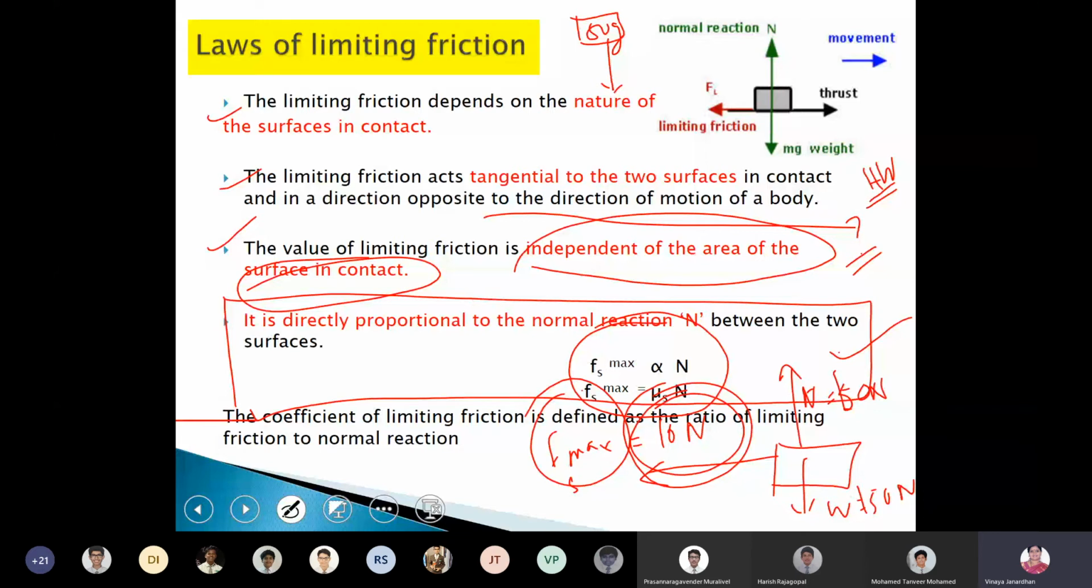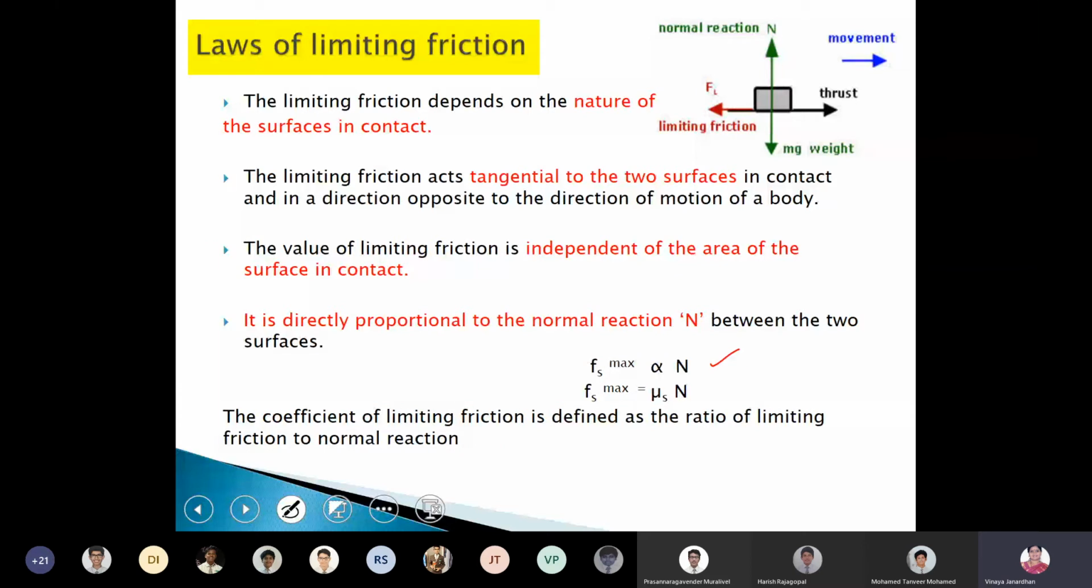When your applied force increases, your frictional force tends to increase. That is why Fs maximum, the maximum static friction, the frictional force that takes place when the body begins to slide, is proportional to normal reaction. Normal reaction is proportional to the weight of the body. So when the weight of the body increases, the normal reaction increases, and when the normal reaction increases, the frictional force is also going to increase, right?